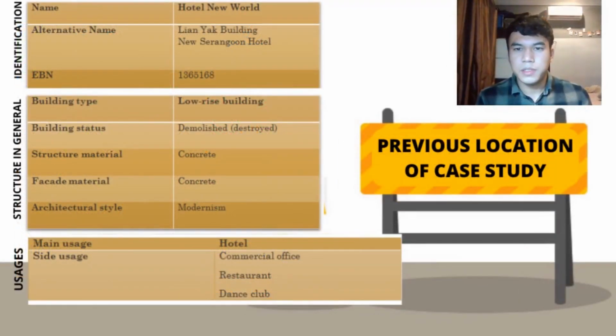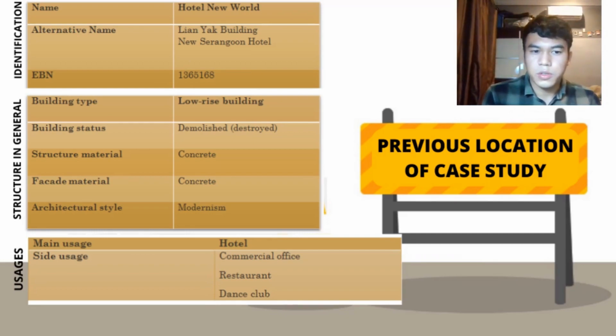And for the specific identification of our building, the name was Hotel New World, or its alternative name is Lian Yak Building or New Saranggun Hotel. The structure was generally a low-rise building, and the current status of it is demolished or destroyed. The structure material was concrete. The facade material was concrete, and the architectural type was modernism. The main usage of the building was commercial office, restaurant, or even a dance club.